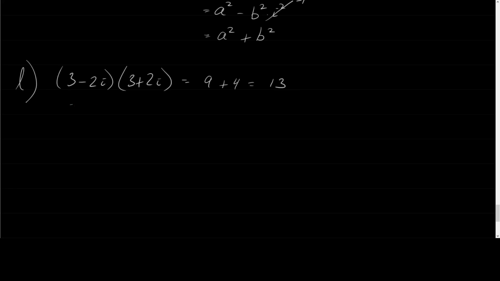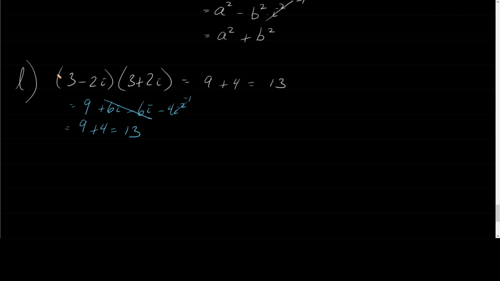You can say this is 3 times 3 is 9, 3 times 2 is 6i, negative 2i times 3 is negative 6i, and then negative 2i times 2i is negative 4i squared. But in here, these two cancel each other out. Then i squared is -1, so we have 9. Negative 4 times -1 is positive 4. So we still get 13. But look how much longer that was.